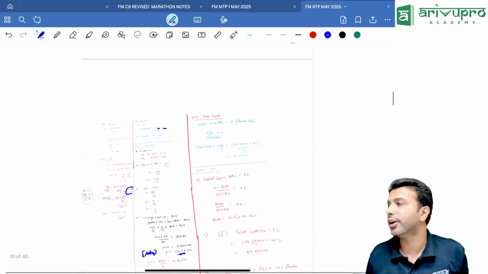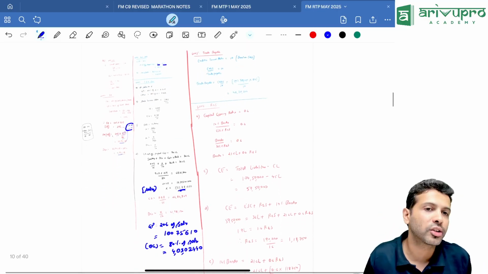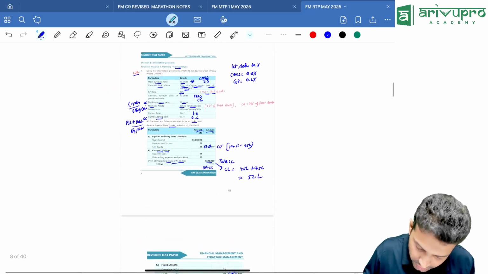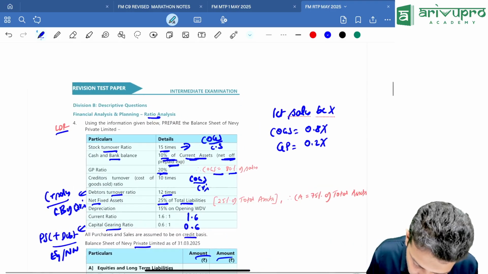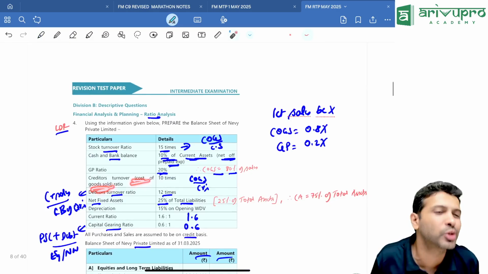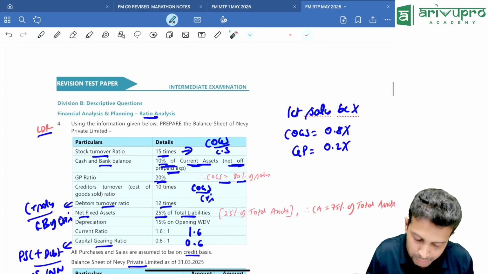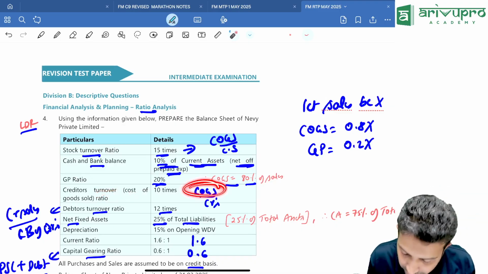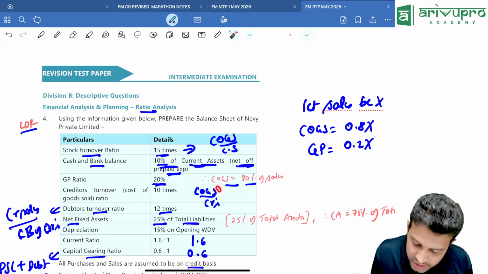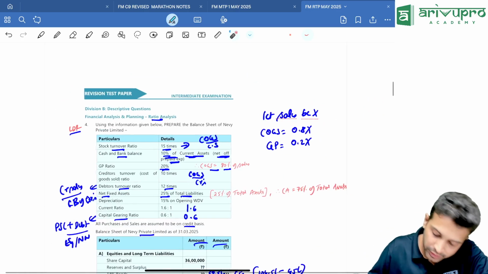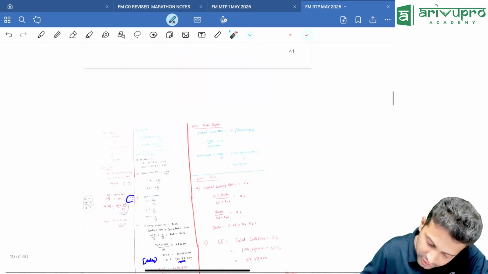The moment you know COGS, you can find out creditors. Why? Check the question. They gave you the creditors turnover ratio, but is the creditors turnover ratio in this problem based on purchases or on COGS? COGS. So the formula for creditor turnover ratio in this problem is: instead of credit purchases, you take COGS in the numerator. COGS divided by creditors is equal to 10. You already know COGS, so find out the creditors using this information.